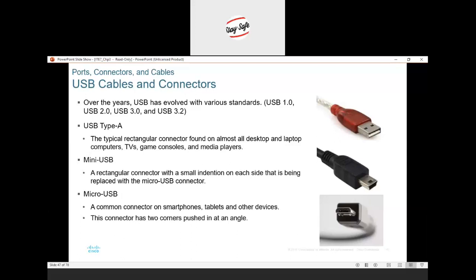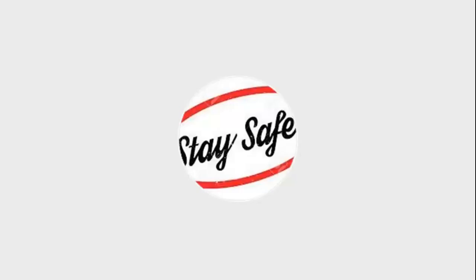So we have the type A, the typical rectangular connector found on almost all desktop and laptop computers, TV, console, and media players. You have the mini USB. You can also see the picture there. You have the micro USB. So we have different types of USB, as you can see.